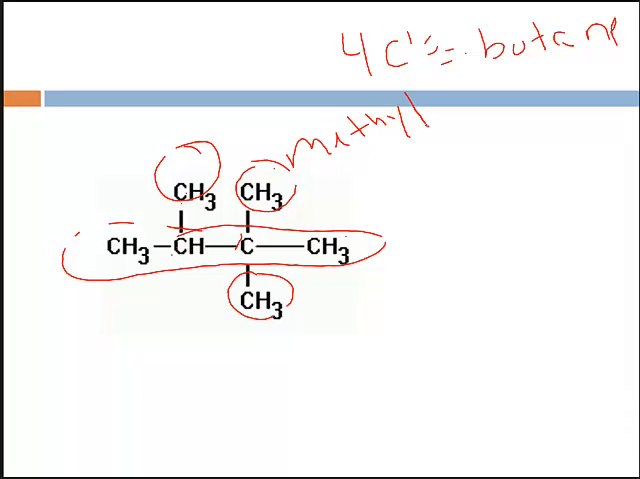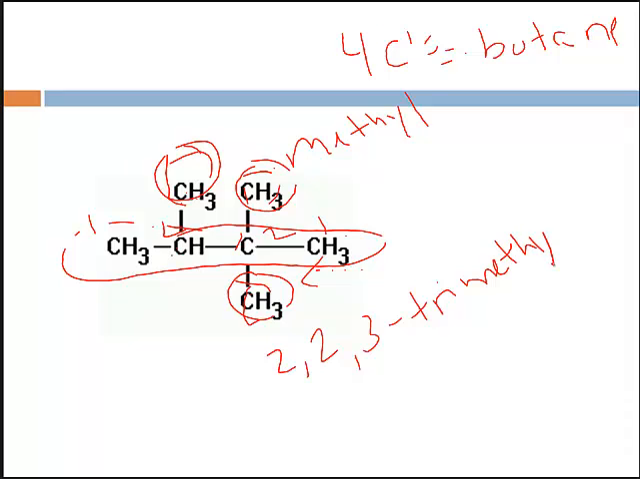Now let's look at our numbers. 1, 2, or 1, 2. No matter what, we're going to hit it with 2. Since there's more coming off of it from the right, because there's 2 on this one and only 1 on this one, that's the direction I'm going to count on. So it's 2, 2, 3, trimethyl butane.